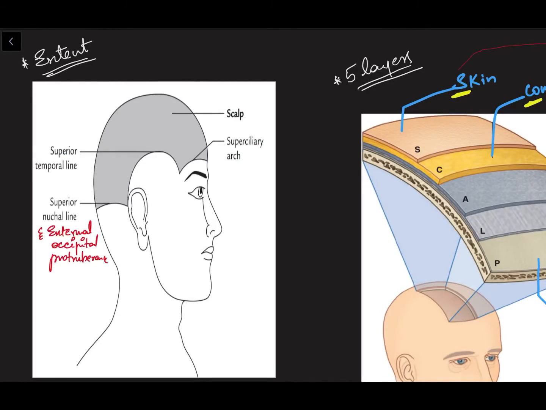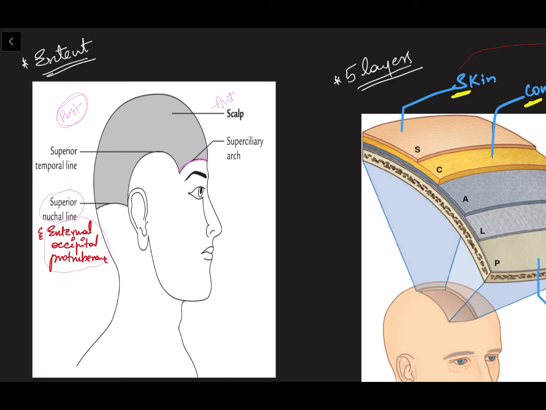Before understanding the different layers of the scalp, let's try to understand the extent of the scalp. If you see this picture, this is the anterior part, this is the posterior part, and anteriorly the scalp is attached to the superciliary arch. This is the superciliary arch, which is like a margin above the orbit. Posteriorly, it is attached to the superior nuchal line and the external occipital protuberance.